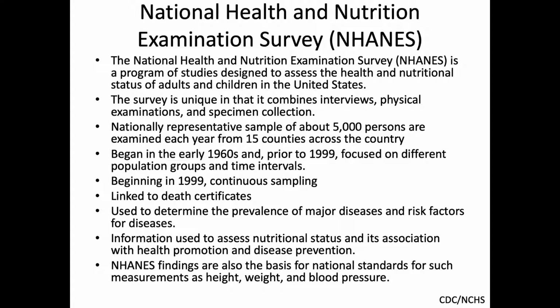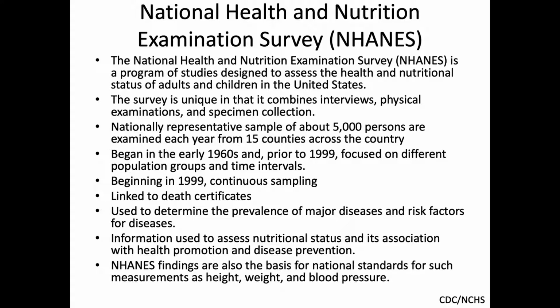The National Health and Nutrition Examination Survey is a program of studies designed to assess health and nutritional status of adults and children in the United States. So in contrast to the BRFSS and the National Health Interview Survey, what's unique about this is that it not only has interviews, but it also combines physical examination and specimen collection. So it collects things like blood and urine samples, which can be tested for a variety of things. It includes a nationally representative sample of about 5,000 people each year from 15 counties across the country.